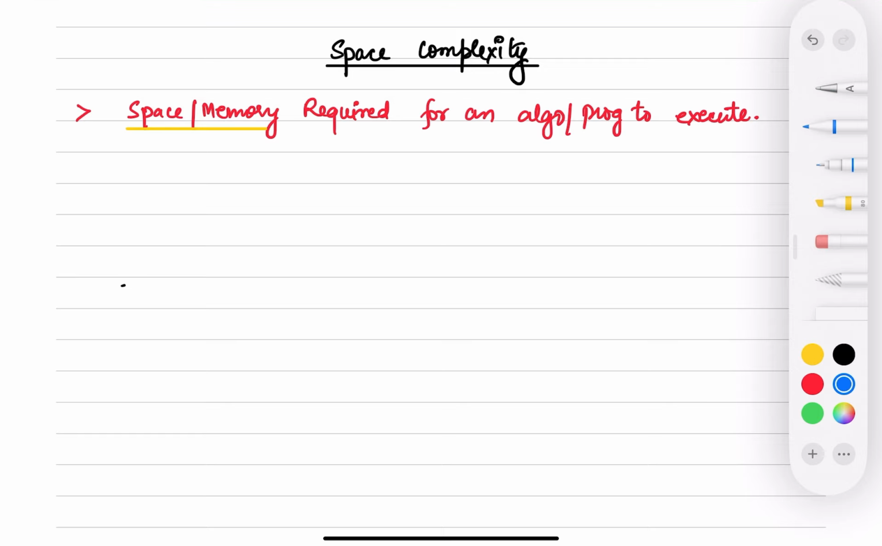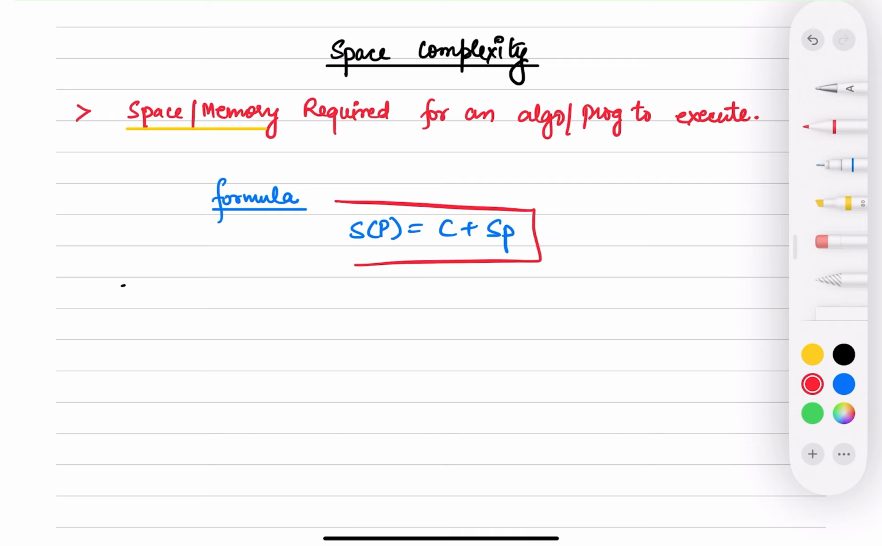So how do we calculate space complexity? The general formula of space complexity is given by S of P is equal to C plus S_P. It looks very easy, but sometimes it creates chaos because we don't understand what each term means here, right? So we need to understand the very basics of this formula and then apply it and solve multiple problems, right? The formula is very basic, you can understand it.